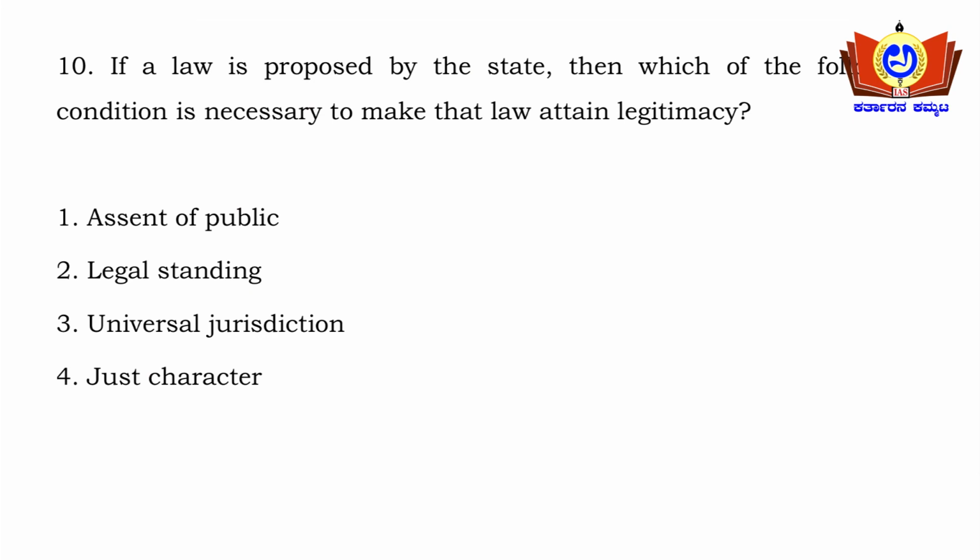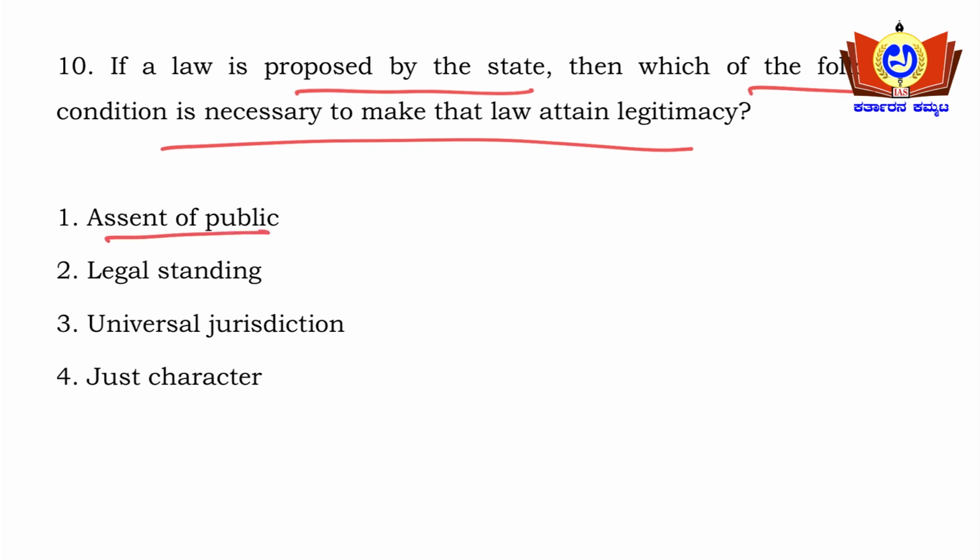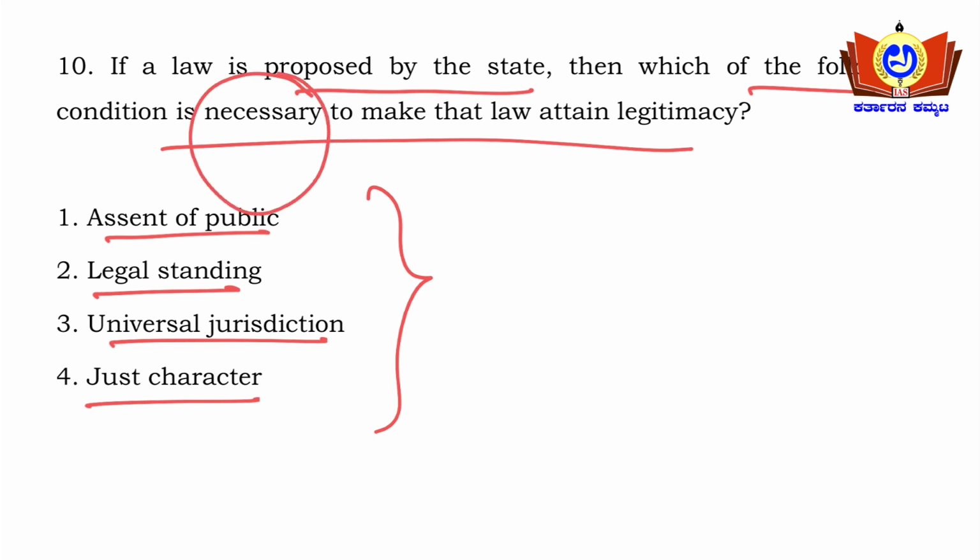Okay, if a law is proposed by the state, then which of the following conditions is necessary to make that law attain legitimacy, my friends? Okay, so a simple question: assent of public, legal standing, universal jurisdiction, just character. At once when you glance at all these options, they will look legitimate, my dear friends. See here, if a law is proposed by the state, then which of the following conditions is necessary? This is the word of caution you need to take, friends: necessary.